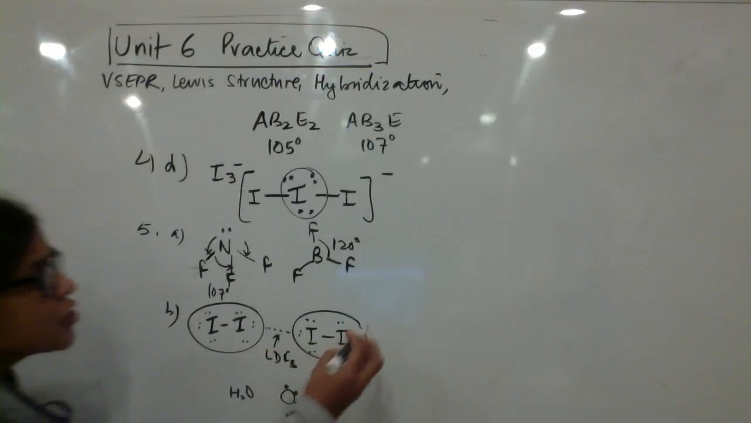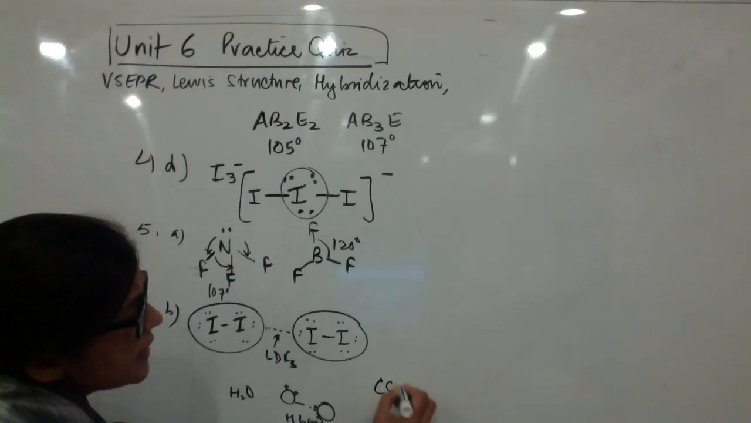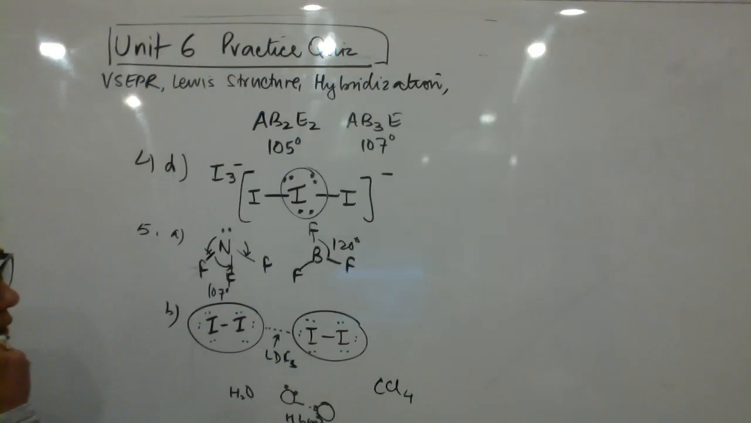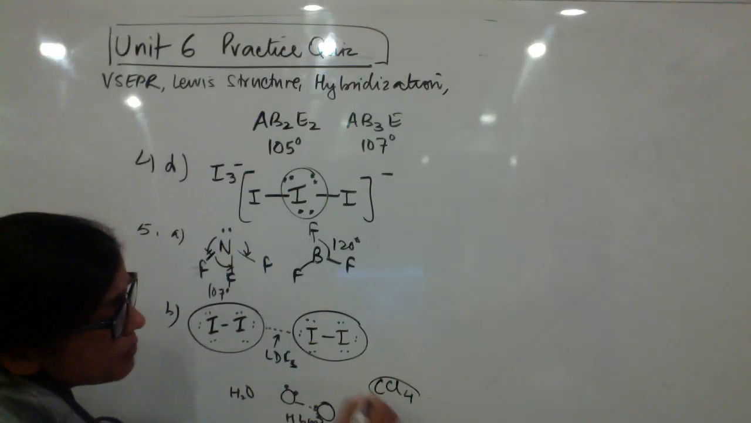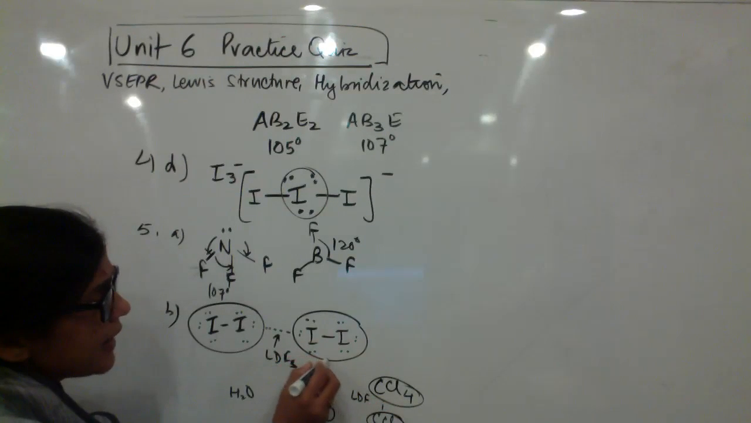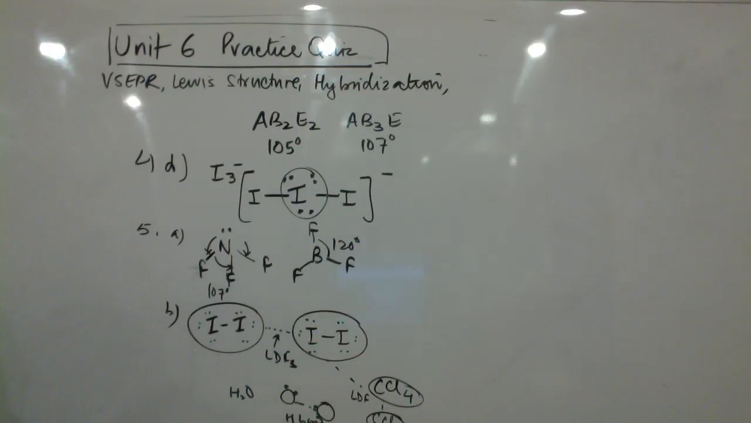But I2 is soluble in CCl4, which is a non-polar solvent, because between CCl4 molecules also, there are only LDFs. And then LDFs can attract each other. And that is why I2 is soluble in non-polar CCl4, but is not very soluble in water.